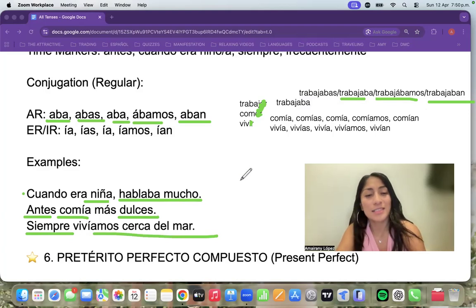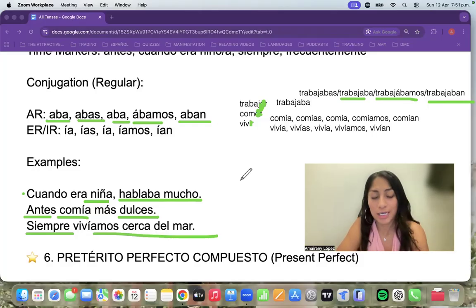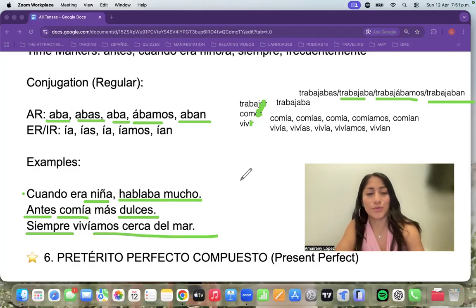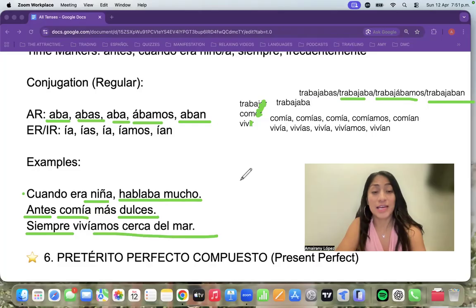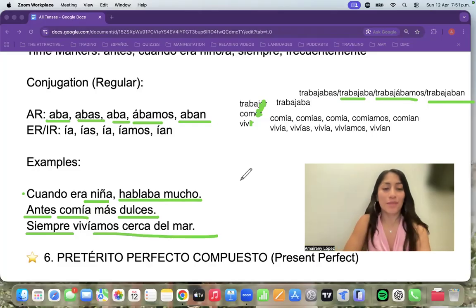So this is something that is going to help you to talk about stories, right? Things that happen at a certain time in your life. For example, when you were going to college, when you were living in a different country, when you were living in a different state, when you were a teenager, when you were a child, right? All of these different things use this tense, the used to, okay? So, cuando era niña, hablaba mucho.